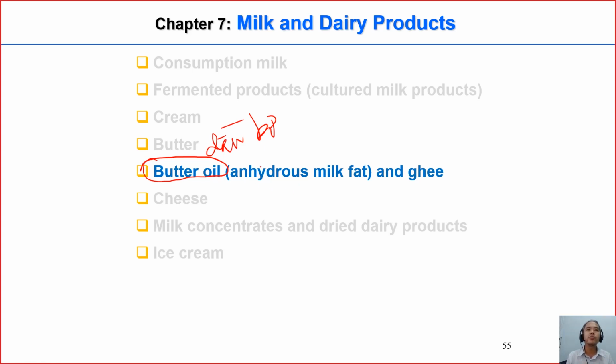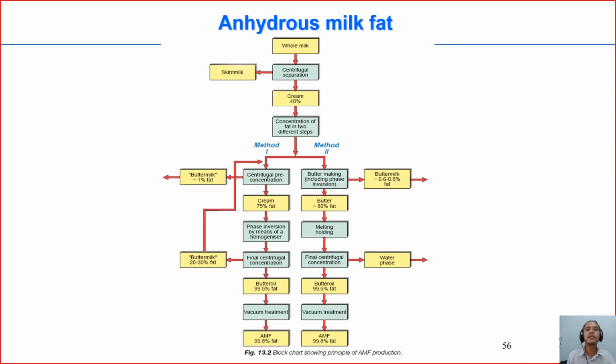And then if we go to the next process, if we make it of higher purity, then we have a product called anhydrous milk fat, which means the milk fat without water. Anhydrous, with no water. How to process it?